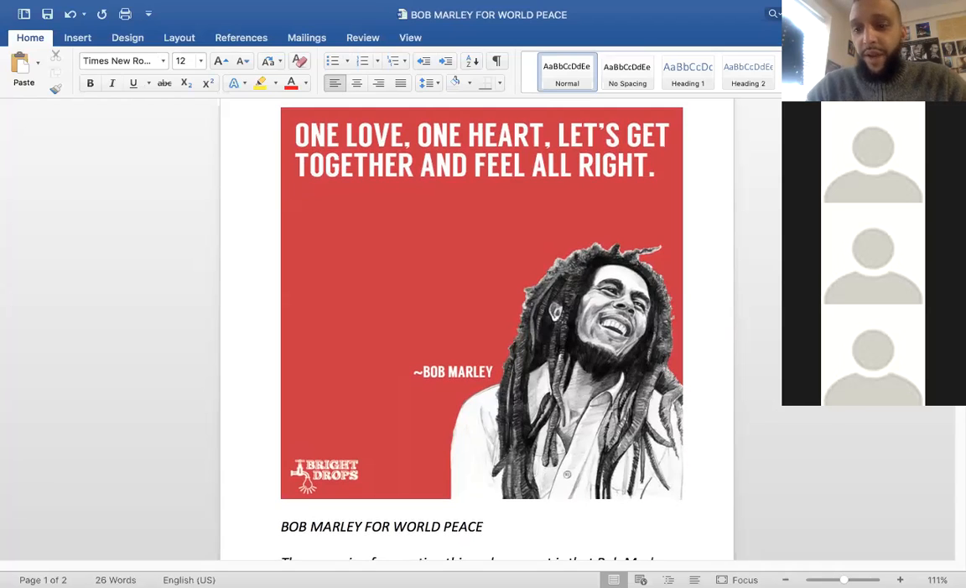So Nasir and Isaac, for checkpoint number two, you can take your favorite celebrity and create an advertisement or an endorsement for them based off of a social cause that you think would be best fit for them.